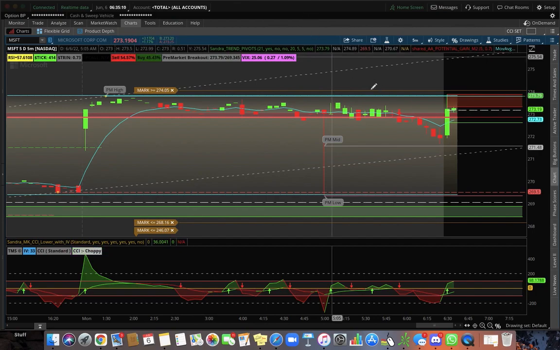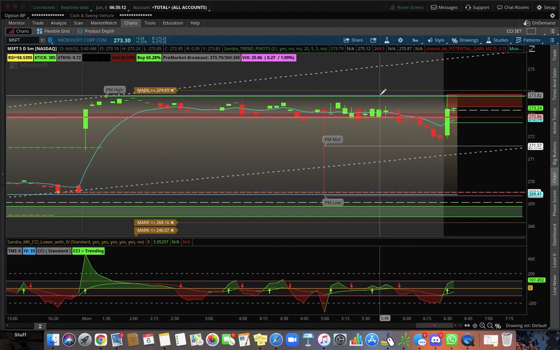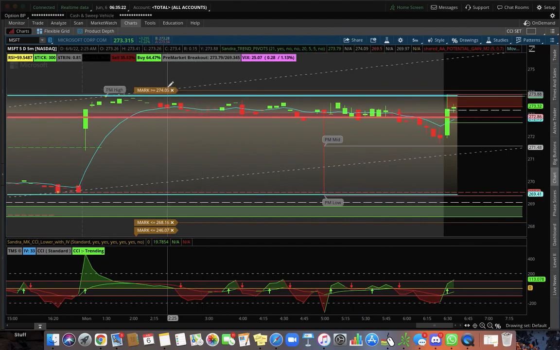And so it touched pre-market high. Isn't it funny how it does that, right? So this is why we use those levels. So pre-market high, and it's touched it, and now it backed off. And so we're just going to wait. And hence I have the 274.05 here, right? Because that happens more often than not.